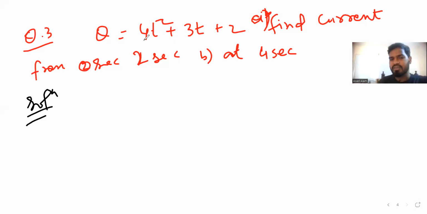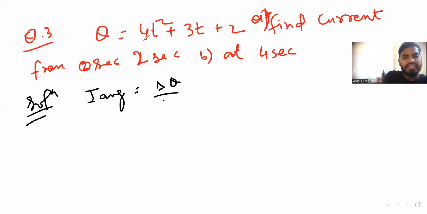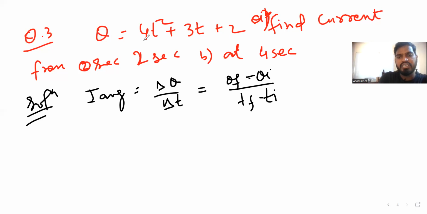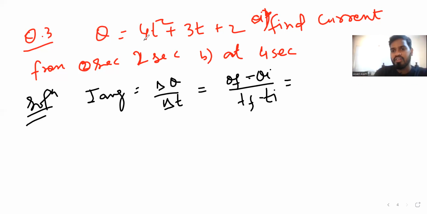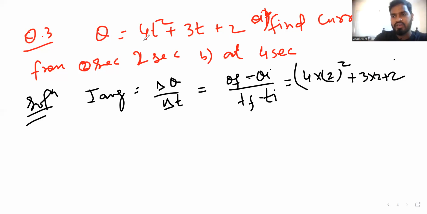As I told before, find current from means you will have to find the average. So I average is delta Q by delta T, that is Q final minus Q initial by T final minus T initial. Q final at 2 seconds: now you have to put the time value. So 4 into 2 square, plus 3 into 2, plus 2.